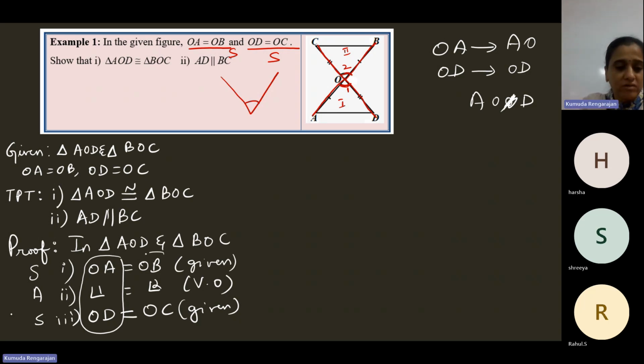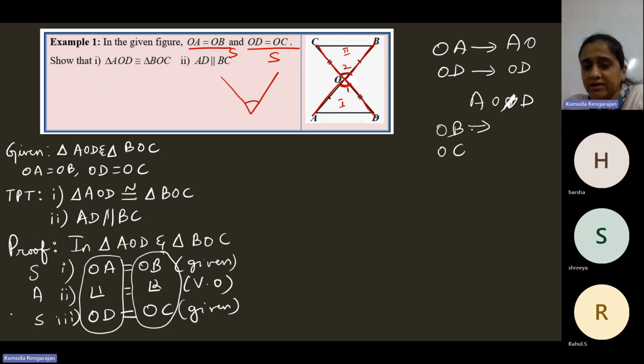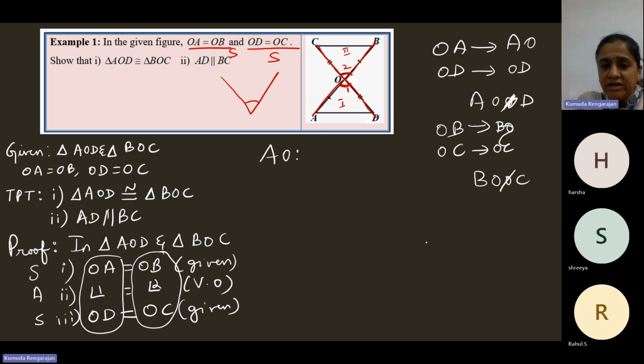Now here we have OB and OC. O is common. So the first one should end with that common letter, and the second one should start with the common letter. So the triangle is BOOC. But how many times will you write one vertex? So BOC. This is the order. I haven't finished. So we should say triangle AOD is congruent to triangle BOC.